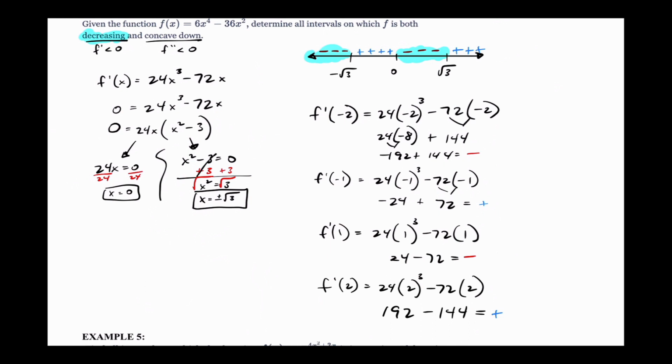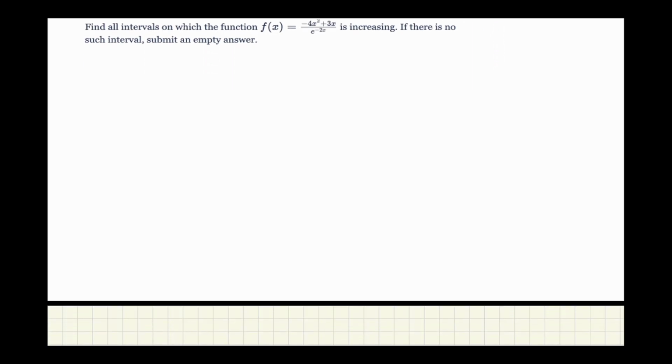Now we're going to have to do the second derivative test. That was the first derivative test for increasing, decreasing. Second derivative test is to tell me whether it's concave up or concave down. Okay, so let me get some more room here. Example 4 continued. So the first thing I got to do is find the second derivative.